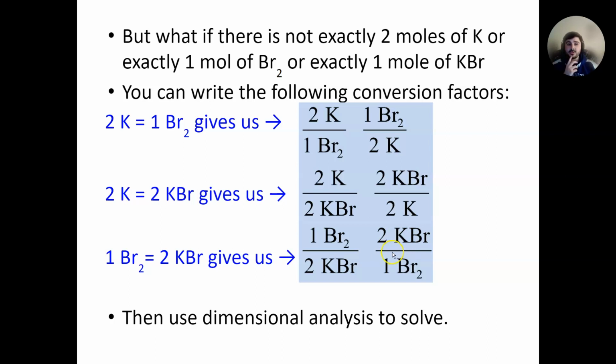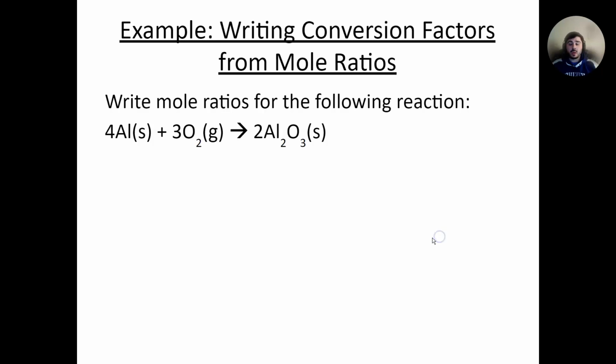Once we have our two conversion factors, just use dimensional analysis. It's the same thing we've been doing for these last couple of weeks. Let's get some practice doing conversion factors for mole ratios. The question reads, write mole ratios for the following reaction. You've got 4 aluminum solid plus 3 moles of oxygen gas equals 2 moles of Al2O3, which is aluminum oxide.